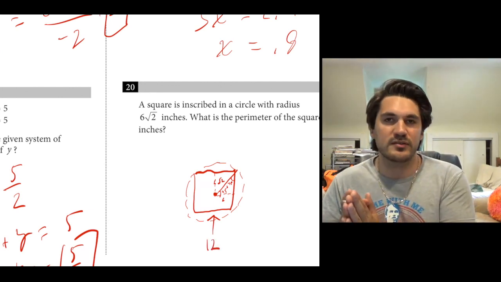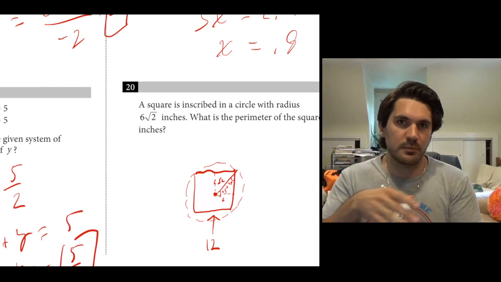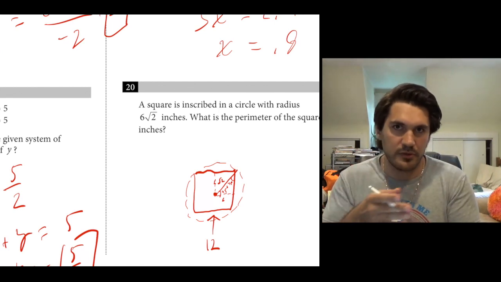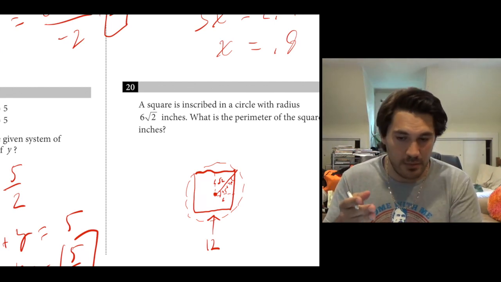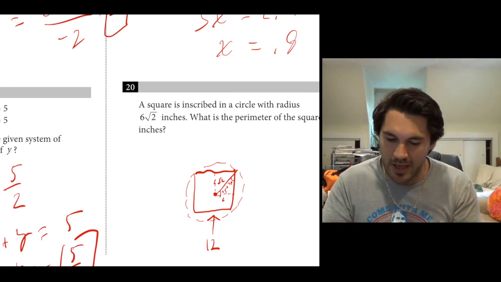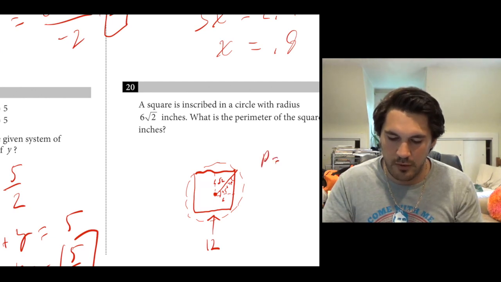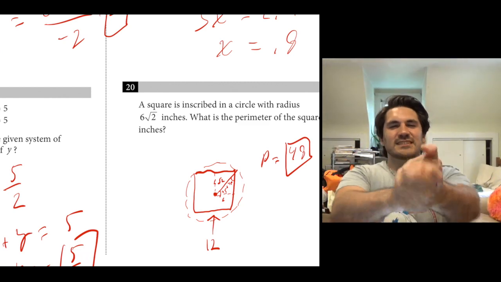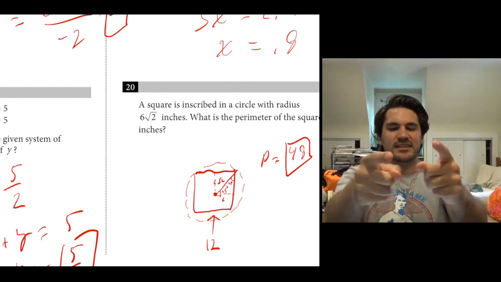So if a side of a square is 12, the way you get the perimeter of the square is you just add up all the sides together, which are all the same. So it's going to be 12 plus 12 plus 12 plus 12. So the perimeter is going to equal 48. Done and done.